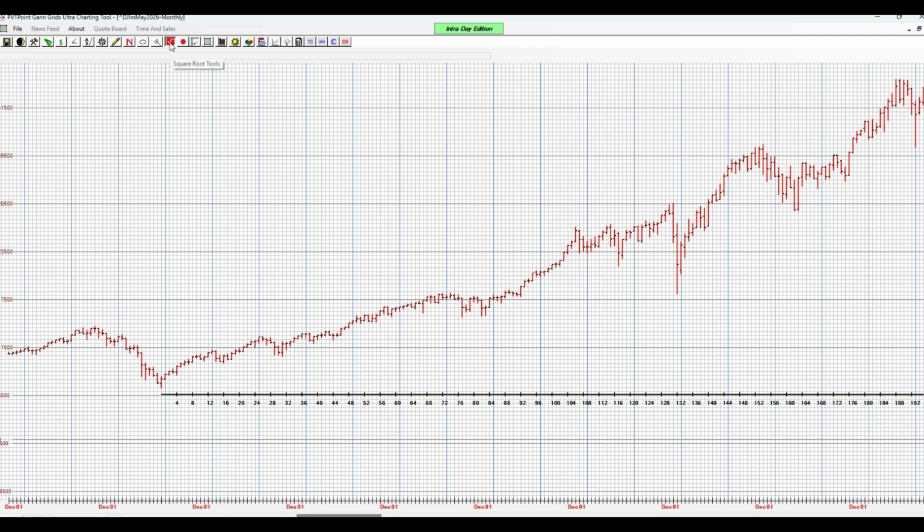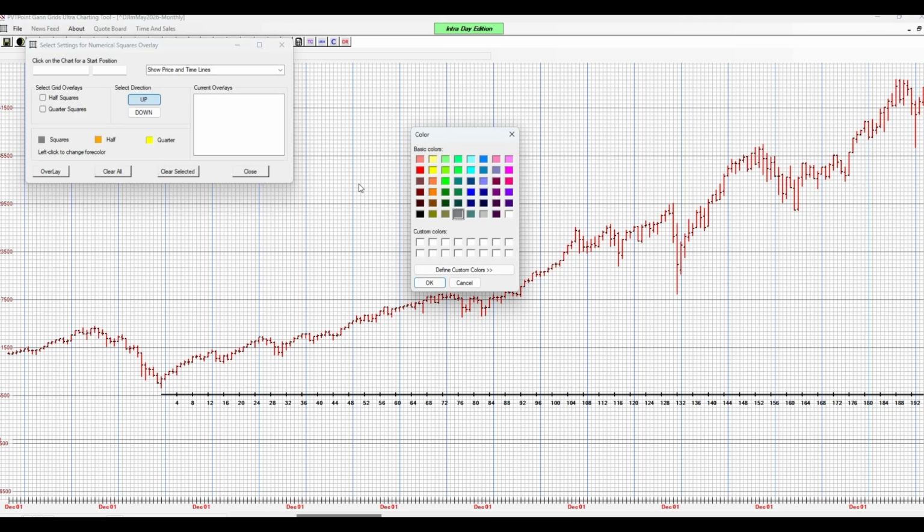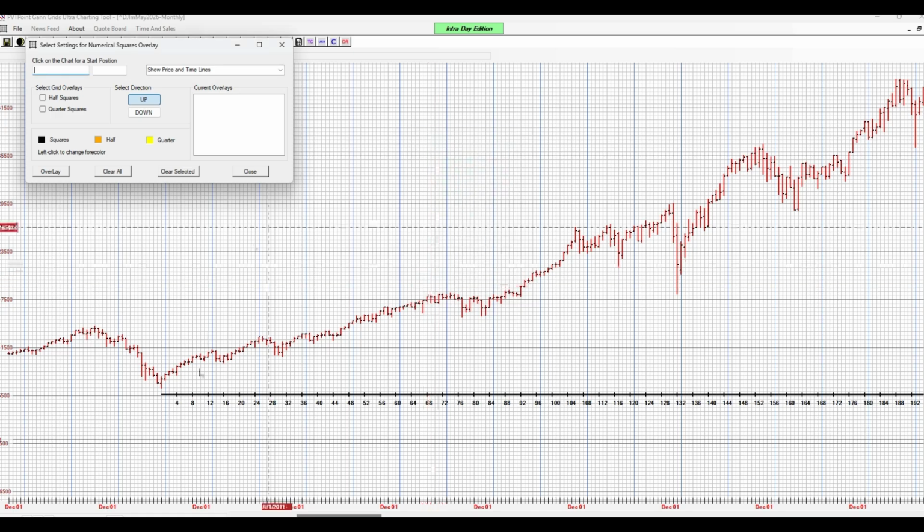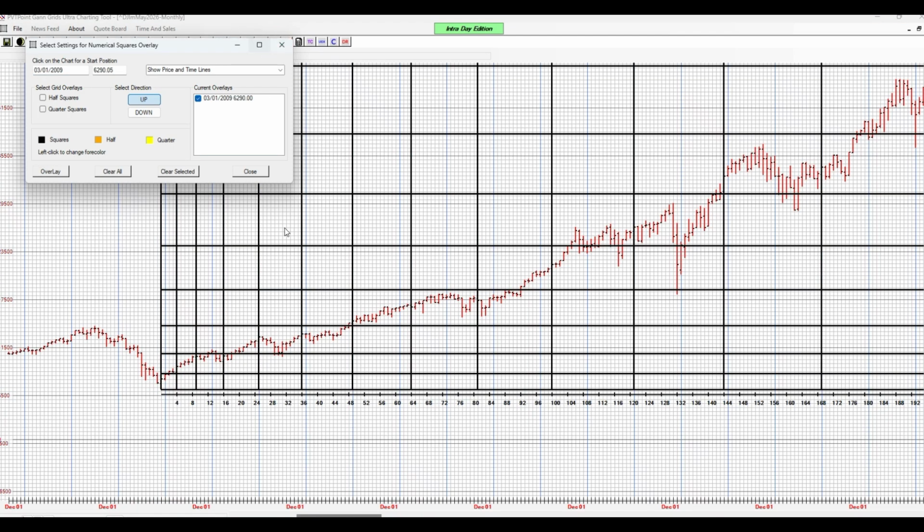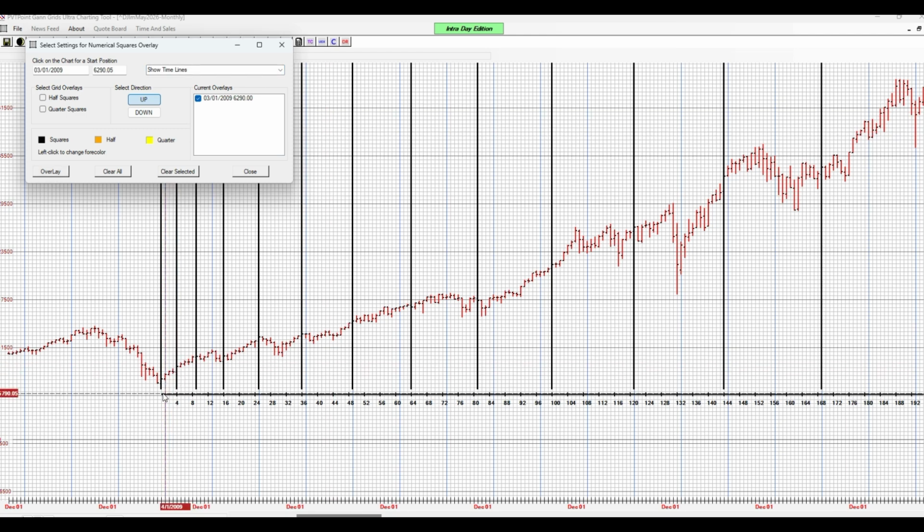Now, there is another tool, which is called the Numerical Squares Overlay, and we're going to change this to black, and then we're going to start on this date here, again, same date, and we're going to overlay. So right now it's giving you price and time grid lines, but we're not going to use price and time, we're just going to show the timelines. So the timelines laid out, these are the numerical squares: 9, 16, 24, 36, 49, etc.